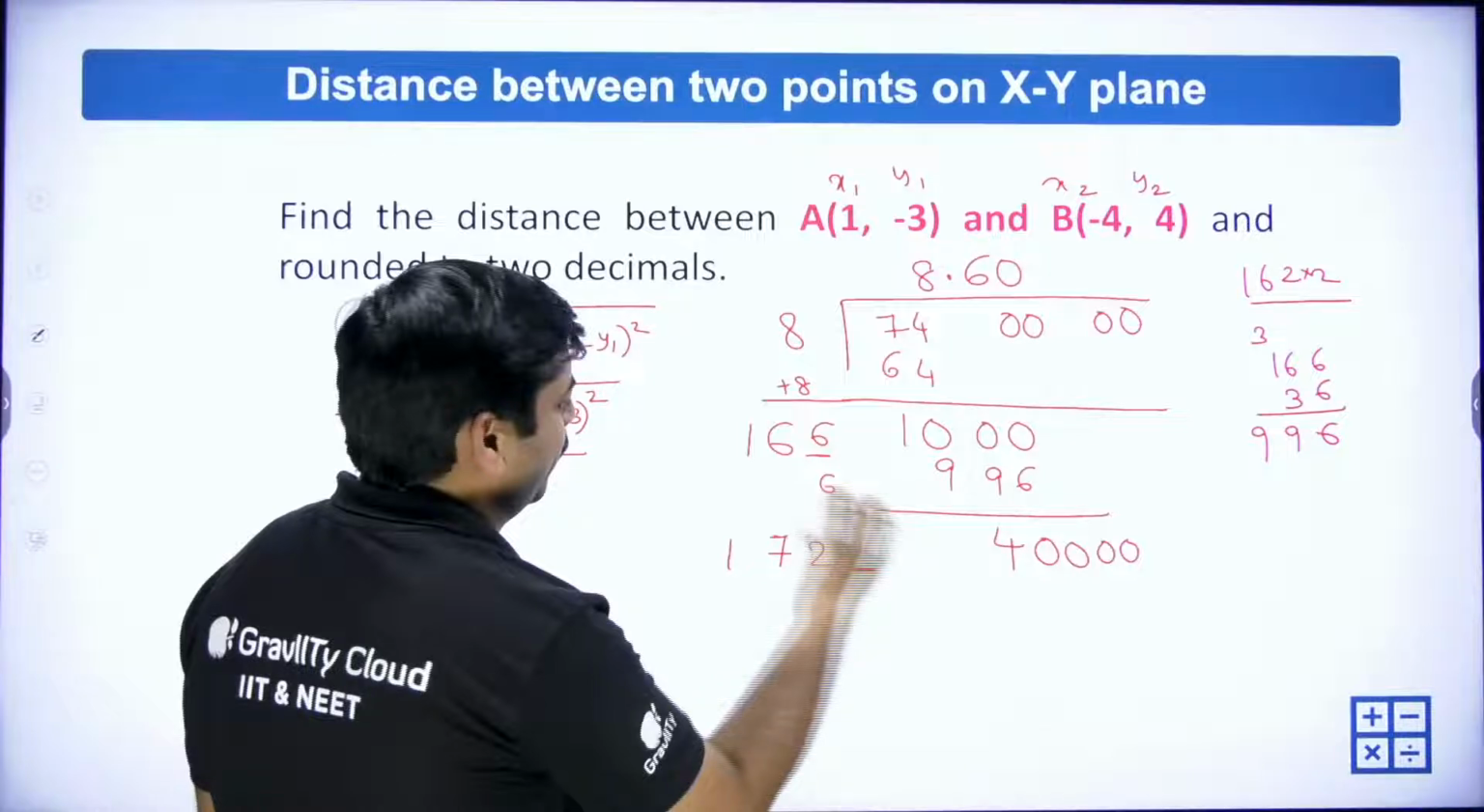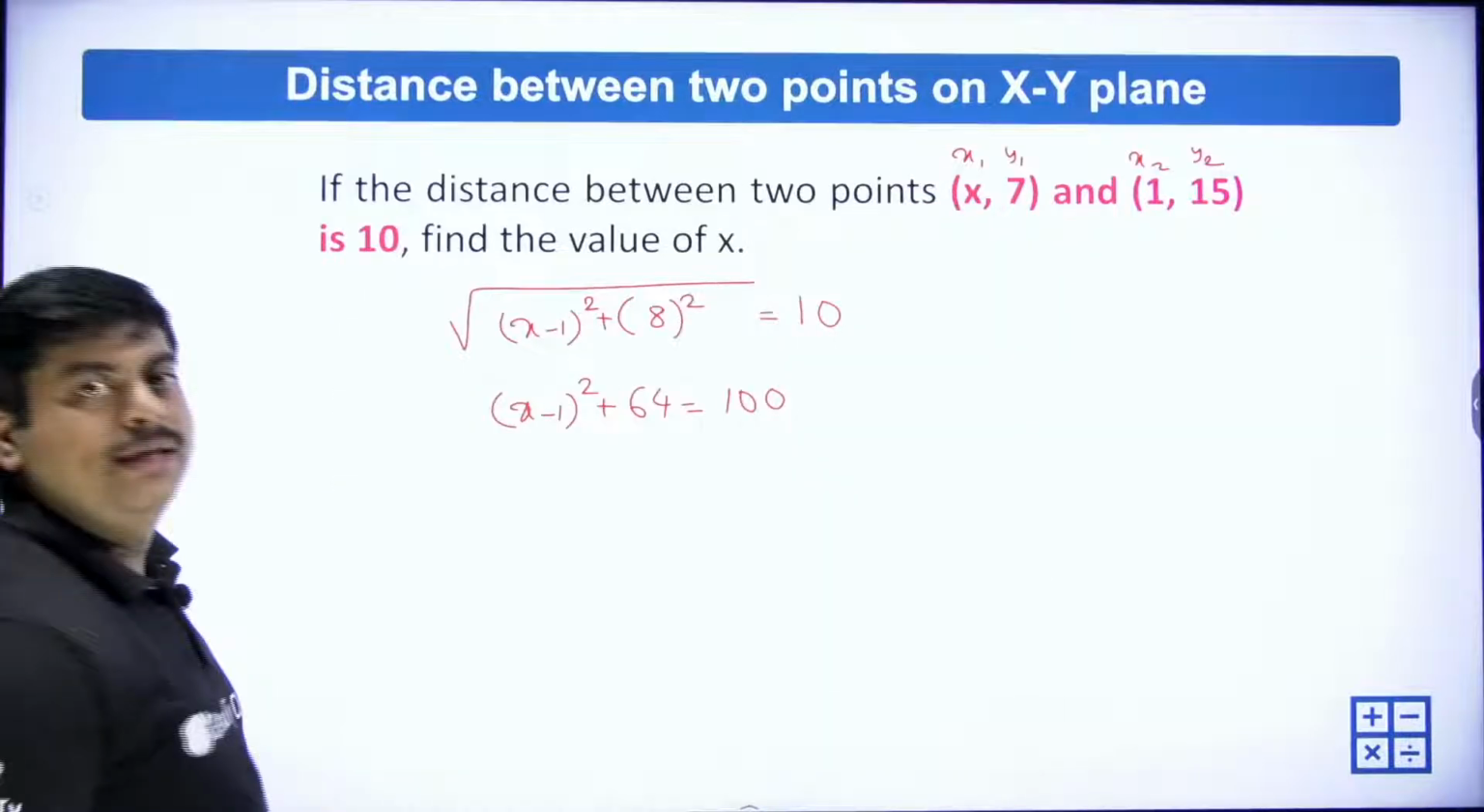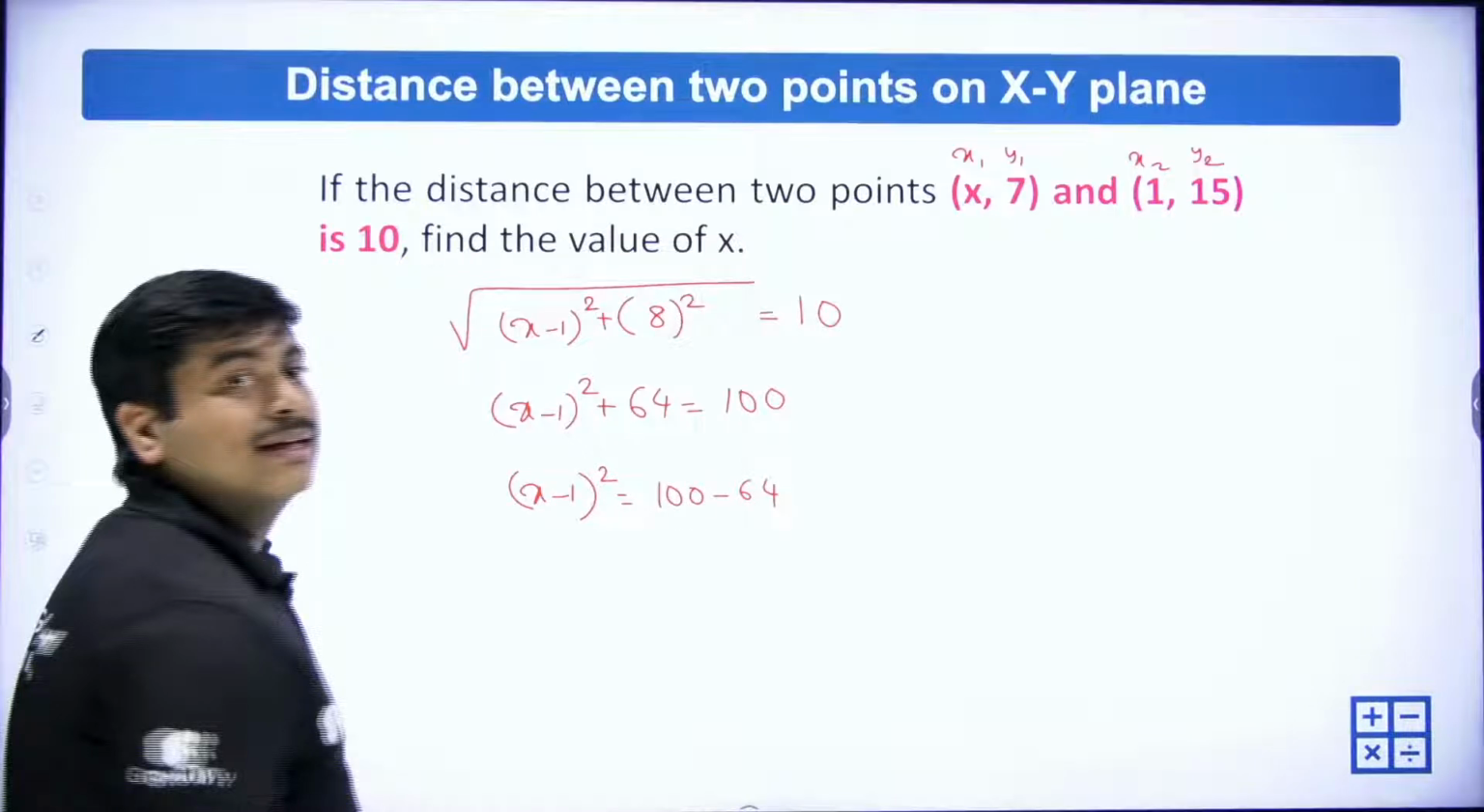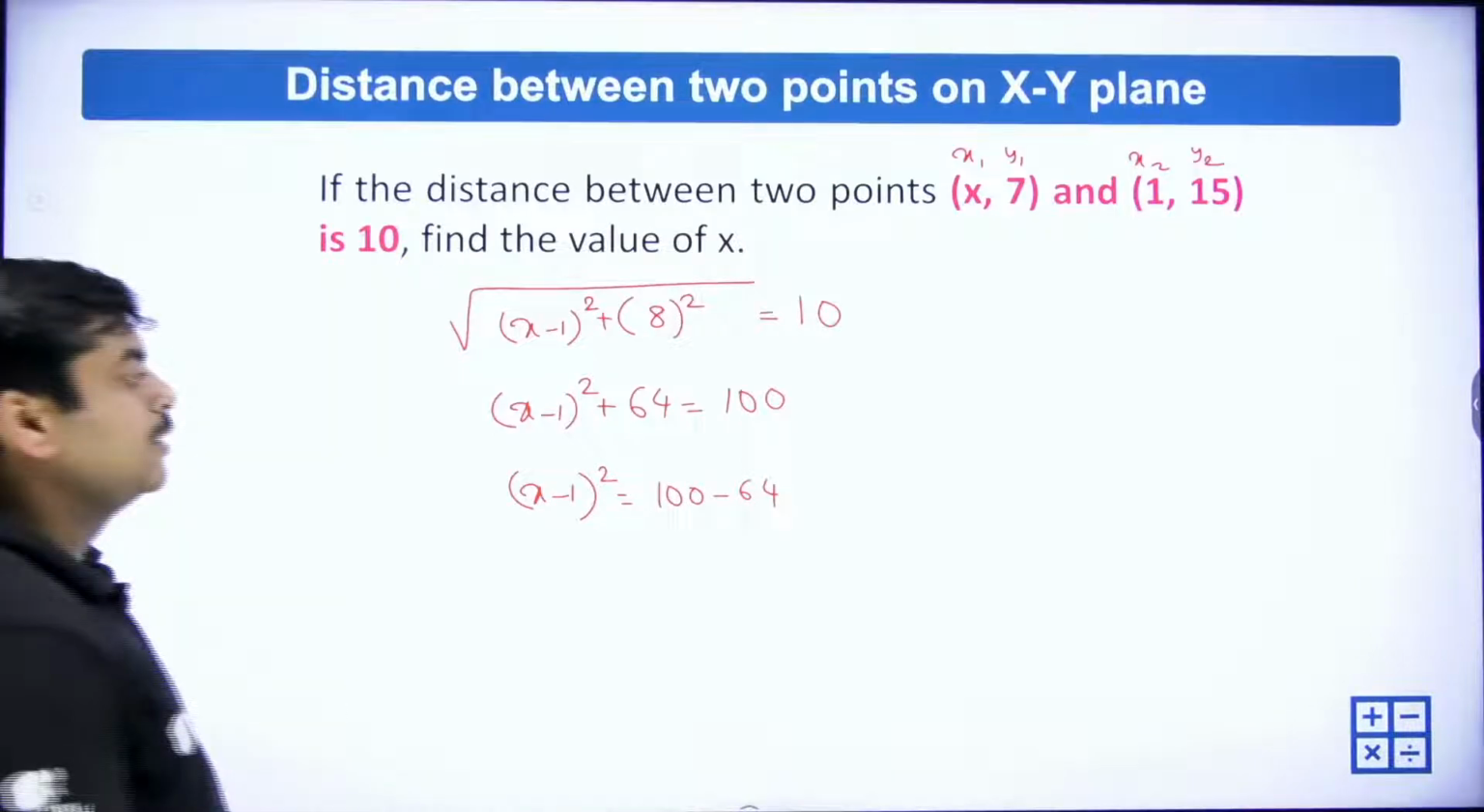So plus 8 square is given as 10. Squaring on both sides: (x minus 1) whole square plus 8 square, which is 64, is equal to square of 10, which is 100. So (x minus 1) whole square is equal to 100 minus 64, which is 36.